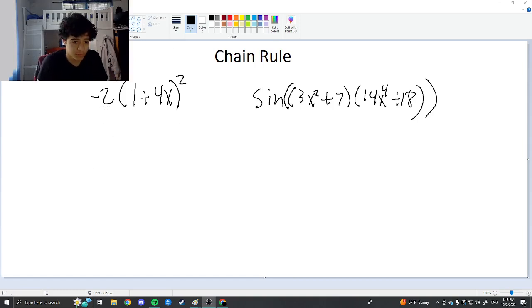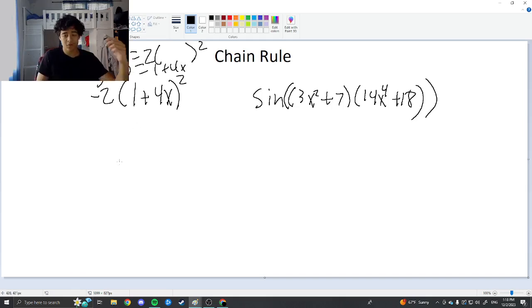So the first one, you have this outside function here, labeled f of x. It's 2 something power 2, right? Doesn't matter what's inside. We could write x, we could write z, we could write anything. g of x is an inside function. It's 1 plus 4x. We go outside first.